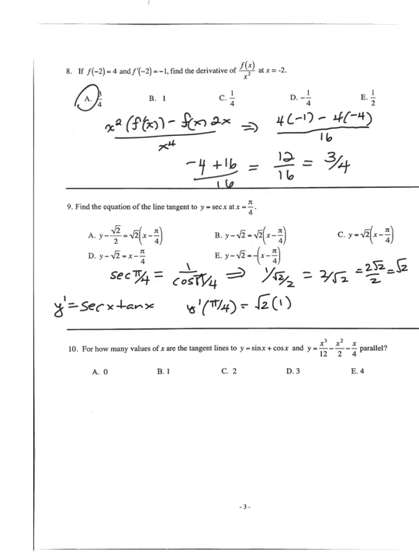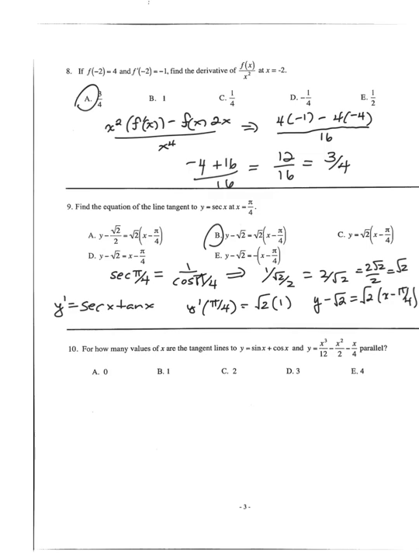So the final answer would be y minus square root of 2, because that's y1 equals square root of 2, that's the slope, times x minus pi over 4. All right, I'm just looking at which choice that is. So that is choice B. All right, that's the tangent line. Let's take a look at number 10.